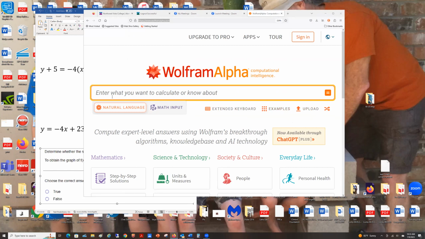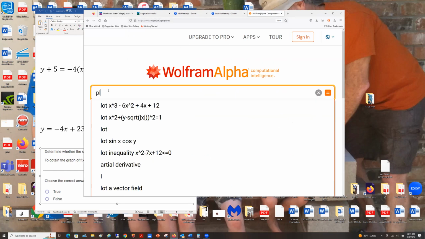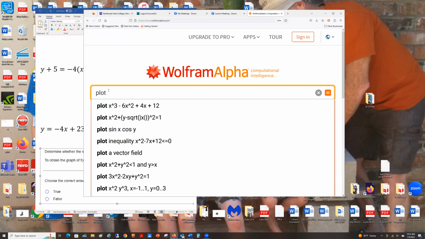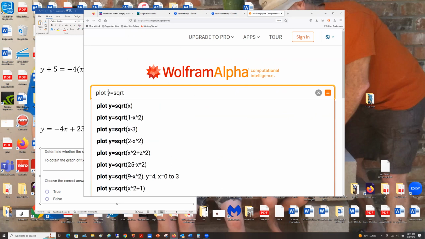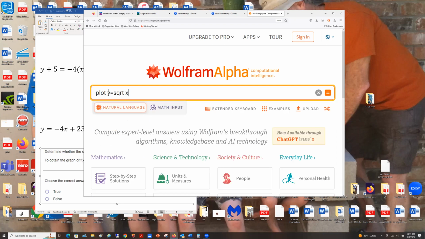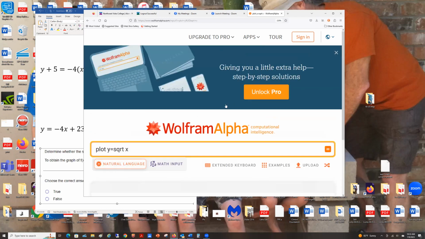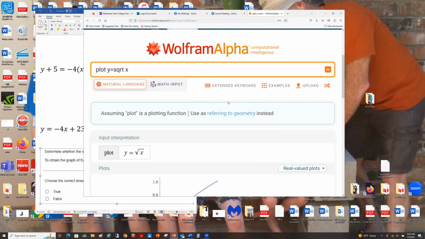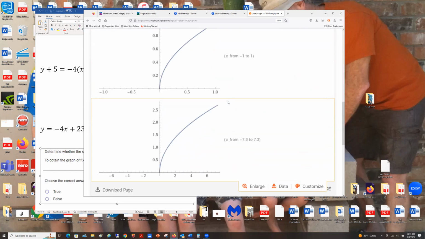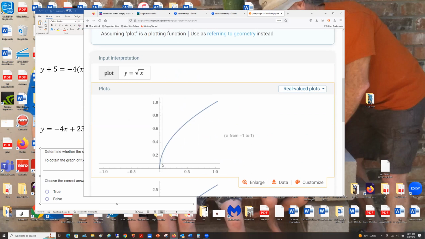All right. So here you put plot y equals sqrt x. Now, when you hit the equal sign, or you can hit the enter key, it's going to do that. All right. Now, notice it starts off at 0, 0. Well, why doesn't it go negative? Because this is only going to graph real numbers, and the square root of negative 1 is not a real number. It's an imaginary number.